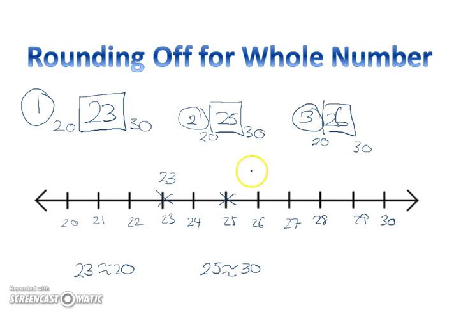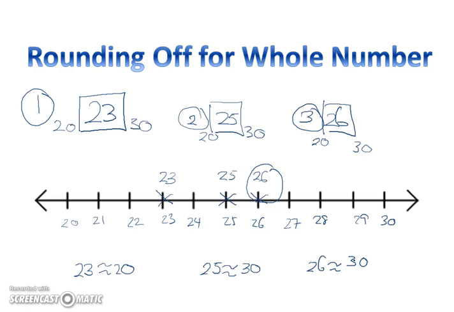But for those who cannot see, let's mark 26 first. Oops, I forgot to mark 25. Those of you who are looking at 26 will know 26 is actually a little bit nearer to 30 and a little bit further from 20. So we round up 26 to 30 when rounding off to the nearest tens.